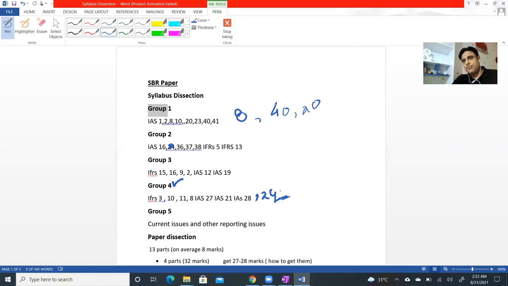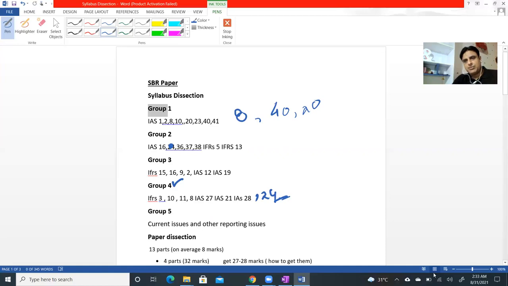Then group 5, the most, you can say, controversial area of this paper. Group 5 is related with current issues and other reporting issues. So we will discuss these current issues and other reporting issues in a bit. So this is how you will prepare your paper. This is my recommendation. If you prepare this paper in these 5 steps, this is my guarantee, you will be able to pass this paper definitely.